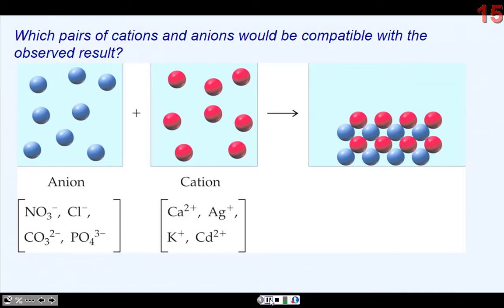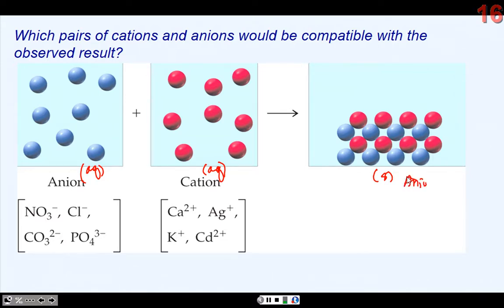So we're pretending that these are aqueous ions combining, and this looks like they're all together in an orderly fashion on the right, and that means that must be a solid. So which pairs of anions and cations could give you this kind of arrangement? Well, the first thing to notice is that the ratio of blue to red, or the anions to the cations, is 1 to 1.